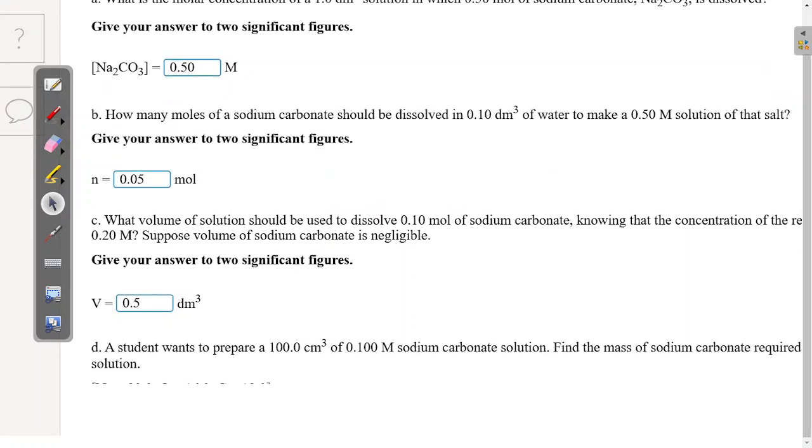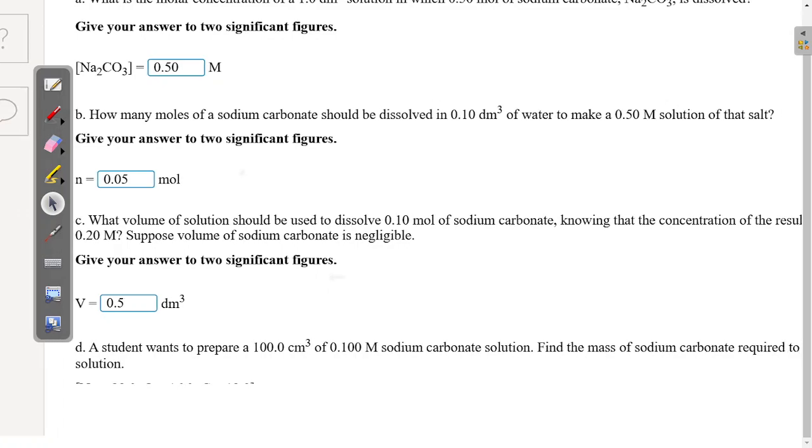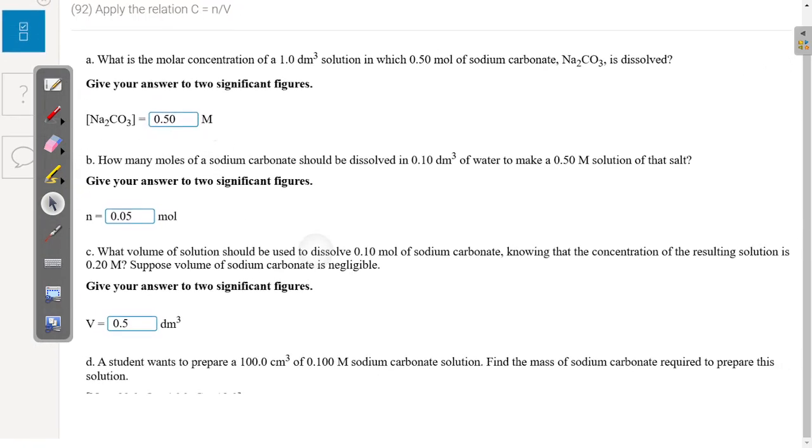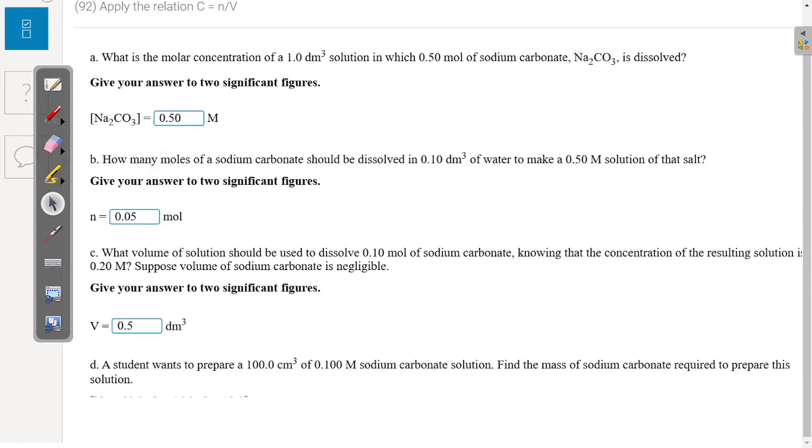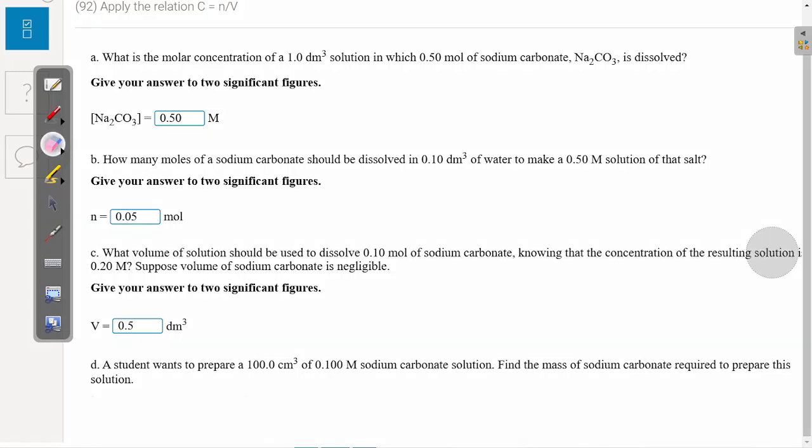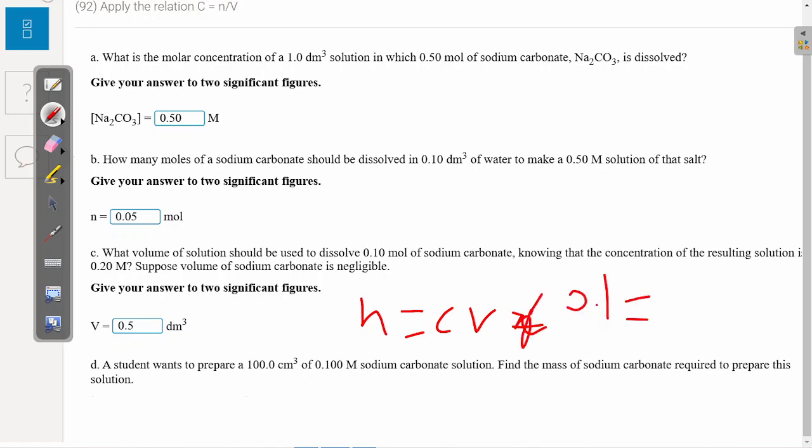What volume of the solution should be used to dissolve 0.1 moles of sodium carbonate, knowing that the concentration of the resulting solution is 0.2? Suppose the volume of sodium carbonate is negligible. So use n equals CV or C equals n over V, whatever. n equals CV, so then it will be 0.1 equals 0.2 V. You will get 0.5 because 0.1 over 0.2.